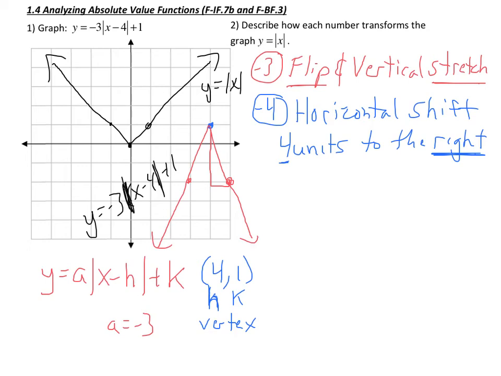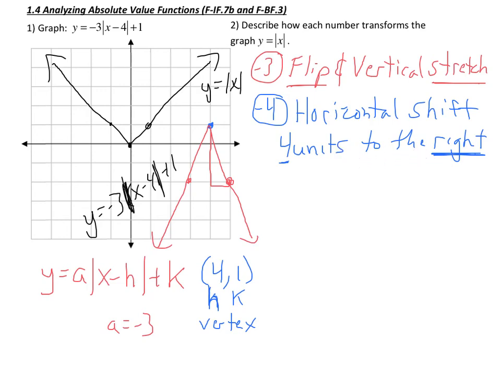Now the confusing thing you've got to watch out for is that it always goes the opposite direction. Since it's negative, it always goes the opposite, because the formula, remember, is opposite of h. So for graphing purposes, it's always the opposite. So be careful of that. You're always going to go the opposite direction horizontally.